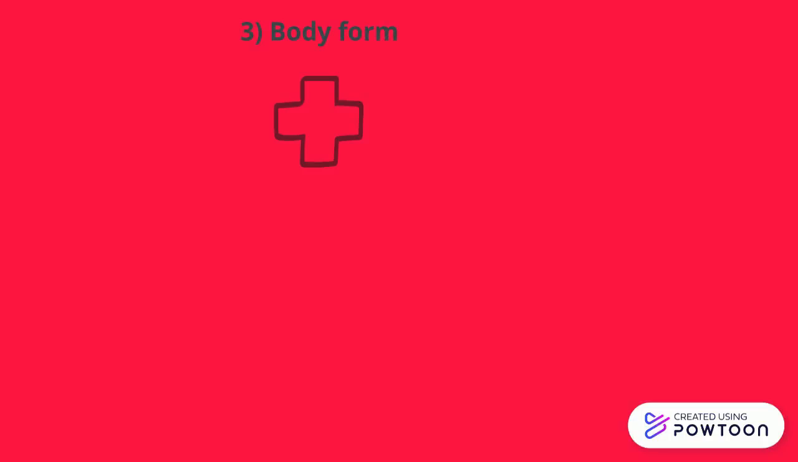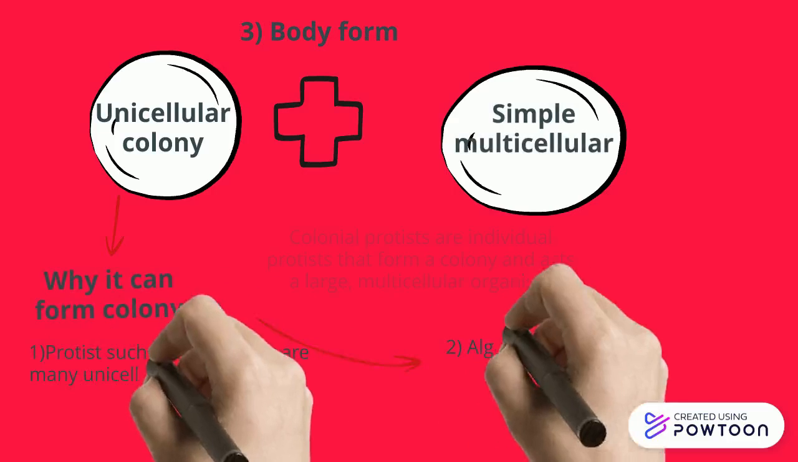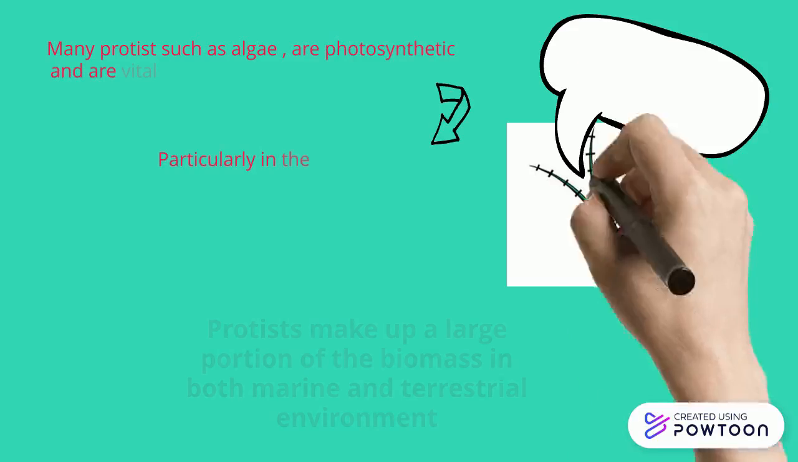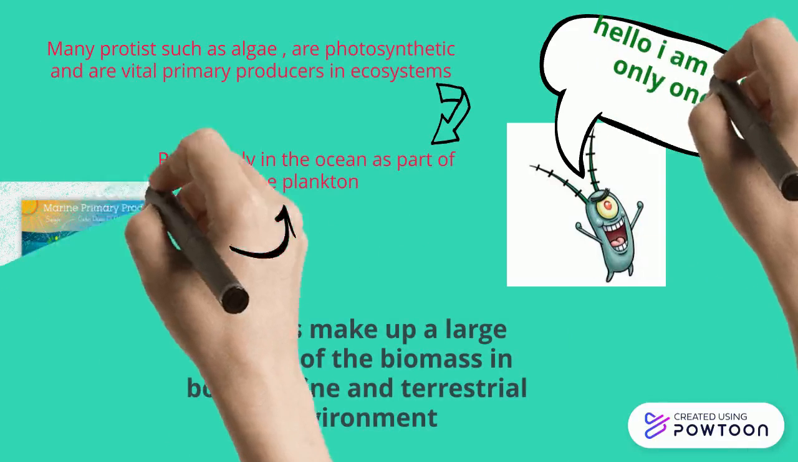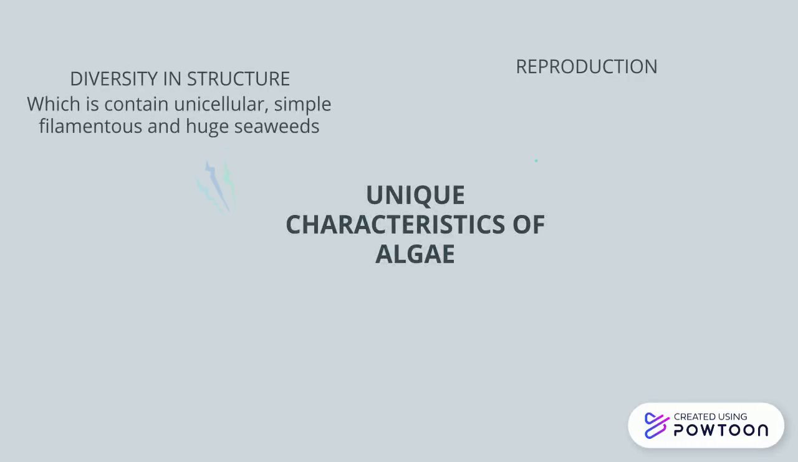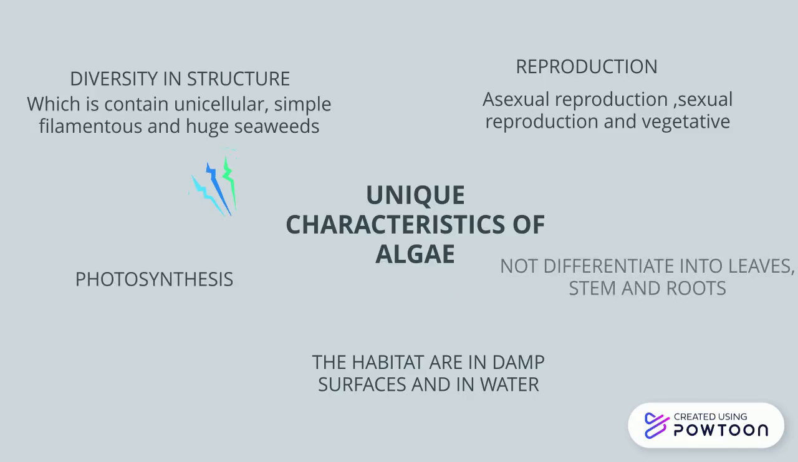Later is about the body form, which contains the unicellular, colony, and simple multicellular, where the unicellular can form a colony. For this slide, many protists such as algae are photosynthetic and are vital primary producers in the ecosystem. Here, you can see that there are 5 specific unique characteristics of algae, so I will describe the rest of the unique characteristics on the next slide.